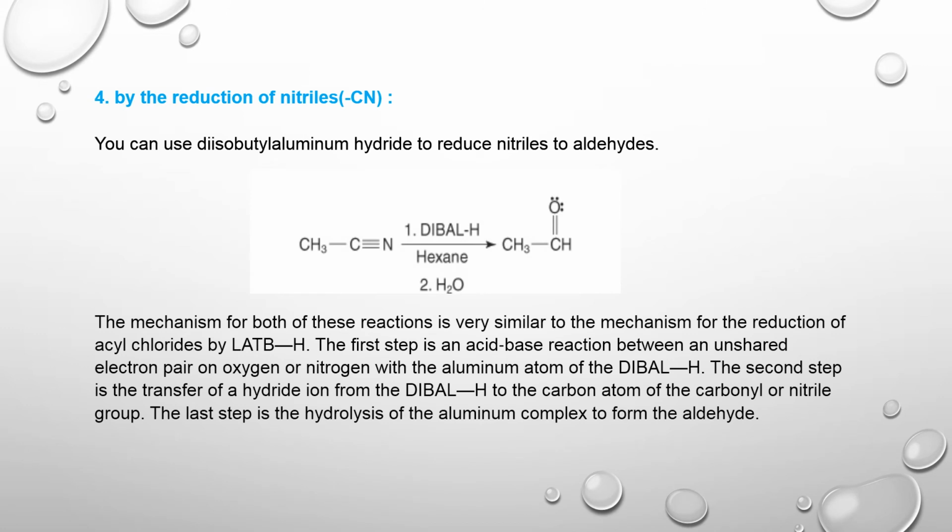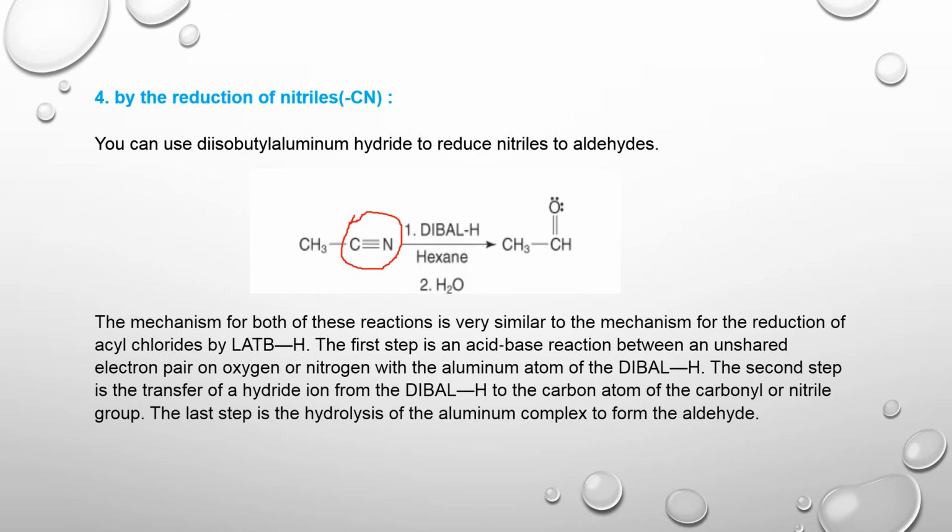Now let us go to the fourth type of reaction. Here also, from the reduction of nitriles one could synthesize aldehydes, because nitrile means a C triple bond N group. Nitrile means C triple bond N. For example, CH3 C triple bond N is reduced to give CH3 C double bond O H.